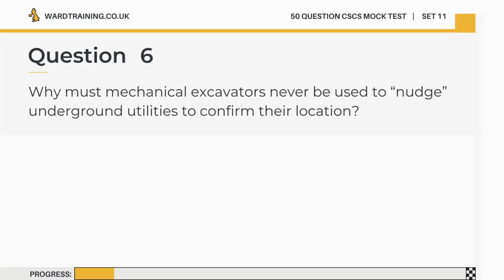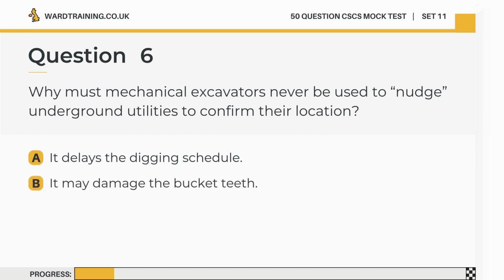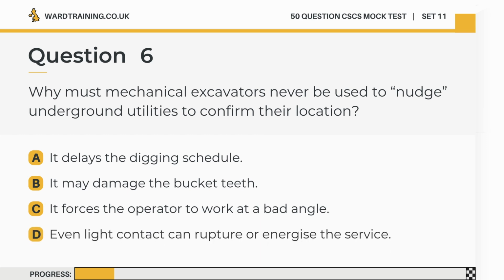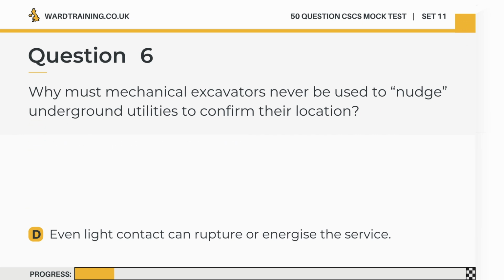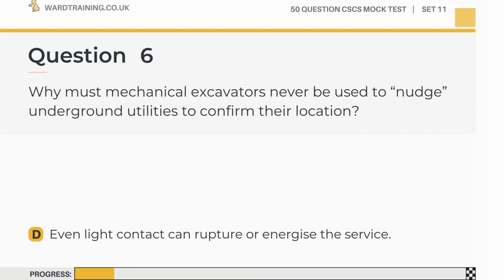Question 6. Why must mechanical excavators never be used to nudge underground utilities to confirm their location? A. It delays the digging schedule. B. It may damage the bucket teeth. C. It forces the operator to work at a bad angle. D. Even light contact can rupture or energize the service. The correct answer is D. Even light contact can rupture or energize the service.